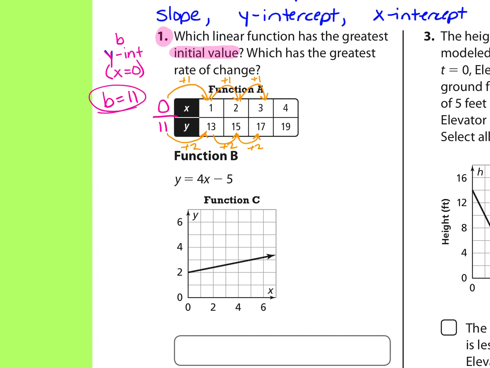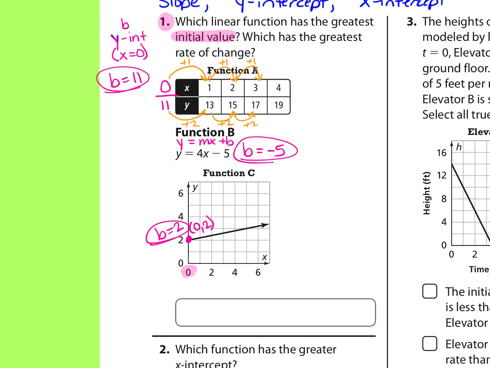I could check that for function B. For function B, we're just going to look at this equation. It's already in the form of y equals mx plus b. So b is negative 5. And at function c, I want to see where x is 0. So I look over here, and x is 0 where y is 2. It's the ordered pair 0, 2. So b is 2 in the graph. So which one has the greatest initial value, the largest number for b? The greatest initial value is function A.